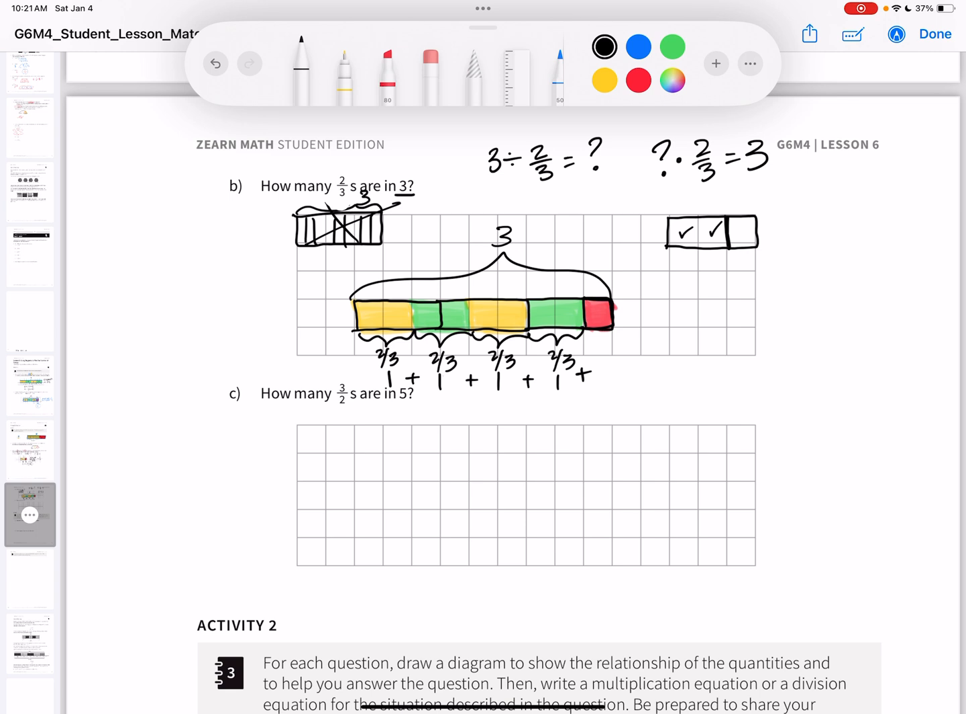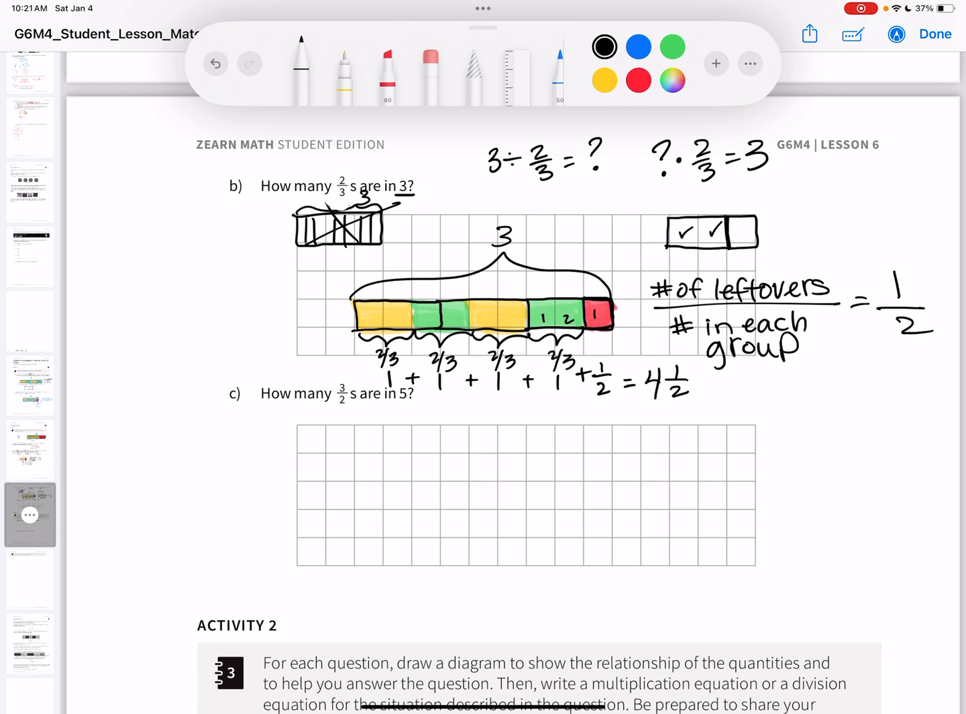But in this case, there's only one. So we have the number of leftovers over the number in each group. In this case, the number of leftovers is 1, right? And the number in each group, well, there are 2 in each group. So this piece is worth 1/2. If we add them all together, we have 1, 2, 3, 4 groups, and then 1/2 of a group. So 3 divided by 2/3 is 4 1/2.